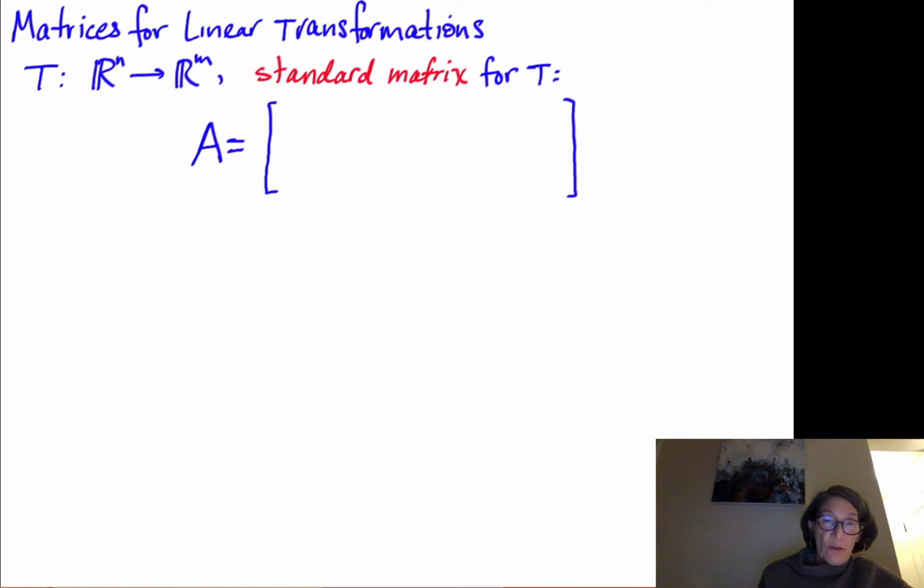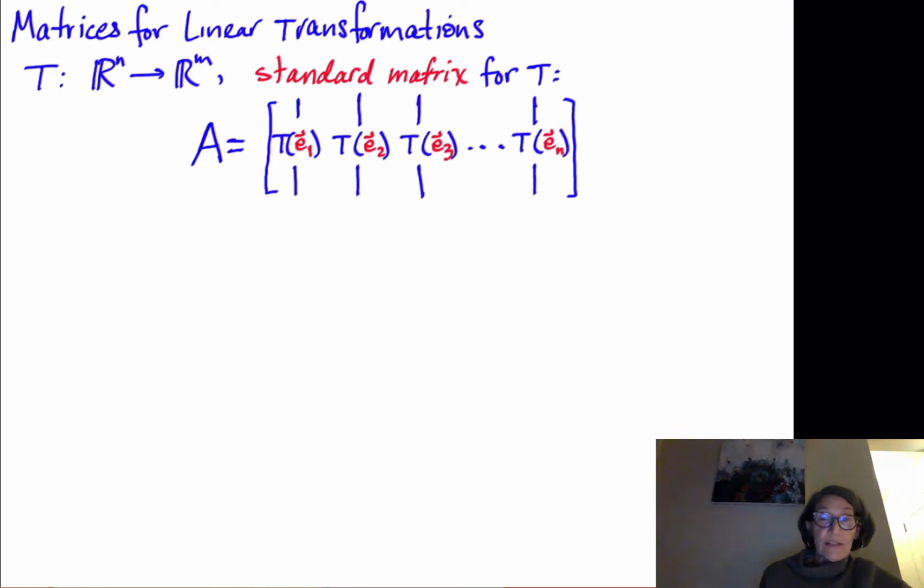So the first column of A is the image of e1, the standard basis vector. The second column is the image of e2, the third column is the image of e3, and finally the last column is the image of the last standard basis vector, en. Let's do a quick example to illustrate how that works.